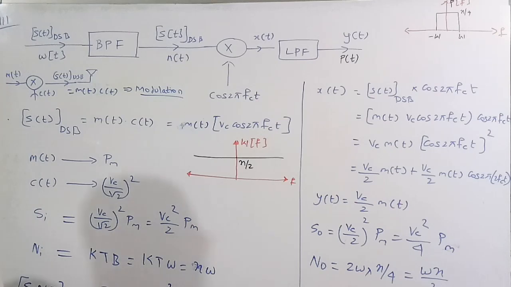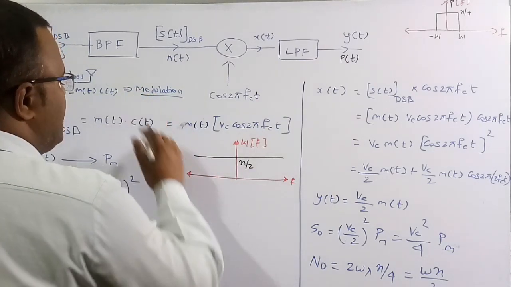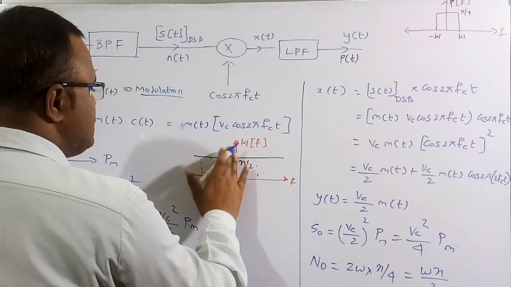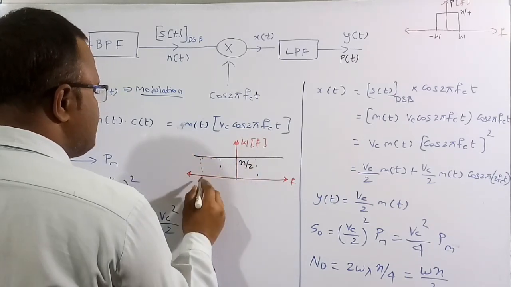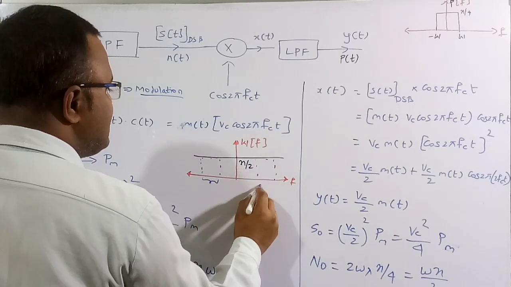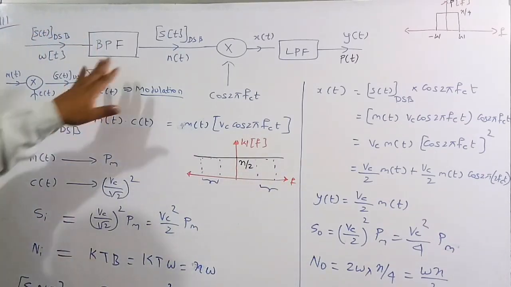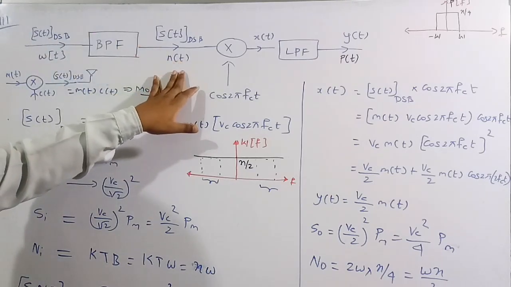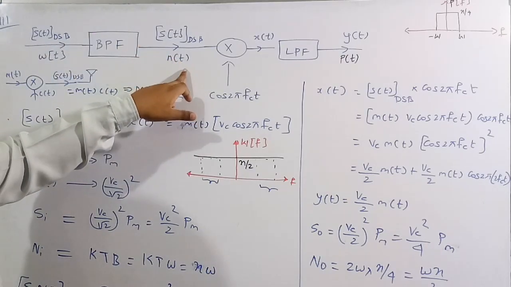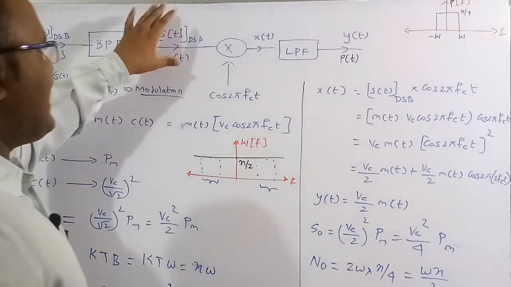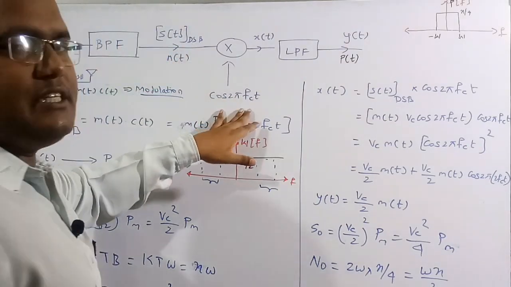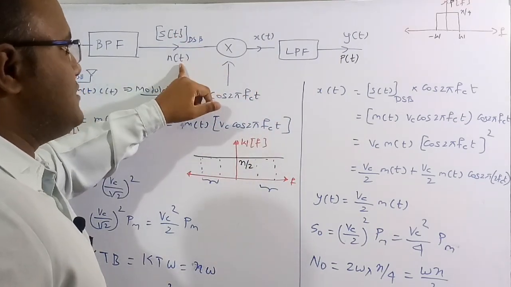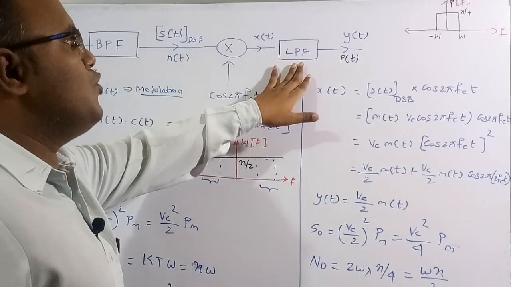By using the bandwidth of the band pass filter, we limit the noise to only a few frequencies. So only this particular region and this particular region of noise is going to pass through the band pass filter. This is called n(t). So some amount of noise passes through the band pass filter, so the output will have some noise also. Now for this new signal we need to do a coherent detection, which is cos 2 pi fc t. We have to multiply it with this signal and also with n(t), the noise, and then pass through a low pass filter.